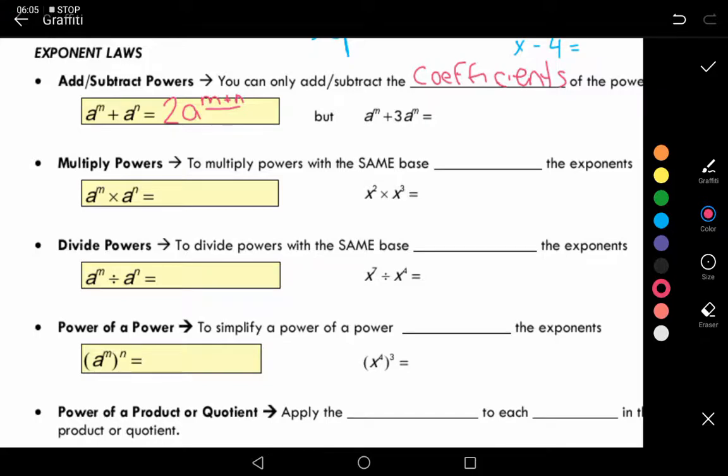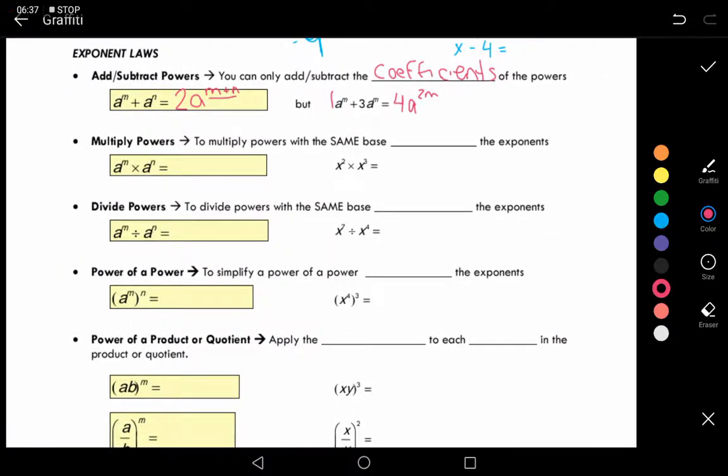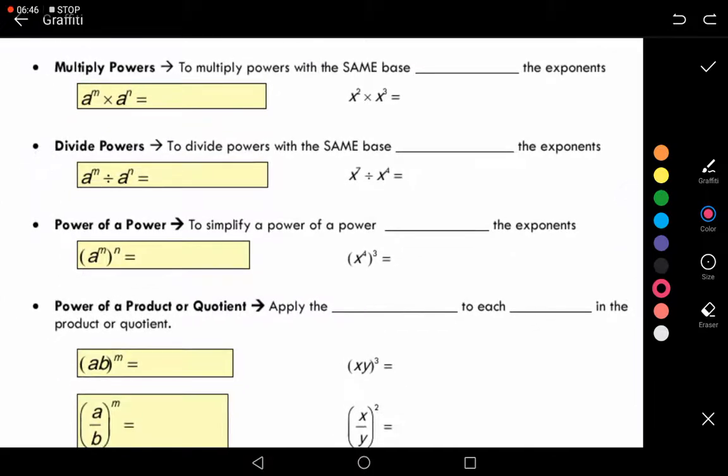Okay, so for this example, a to the power of m plus 3a to the power of m, because those are both m's on top, we can simplify them. We can simplify the coefficients and the exponents. When we don't see a coefficient, we always assume it's a 1, right? So this is 3 plus 1, which is 4a, and m plus m, which is 2m. If this was an n, I wouldn't be able to put those two together. So that's when we're adding.